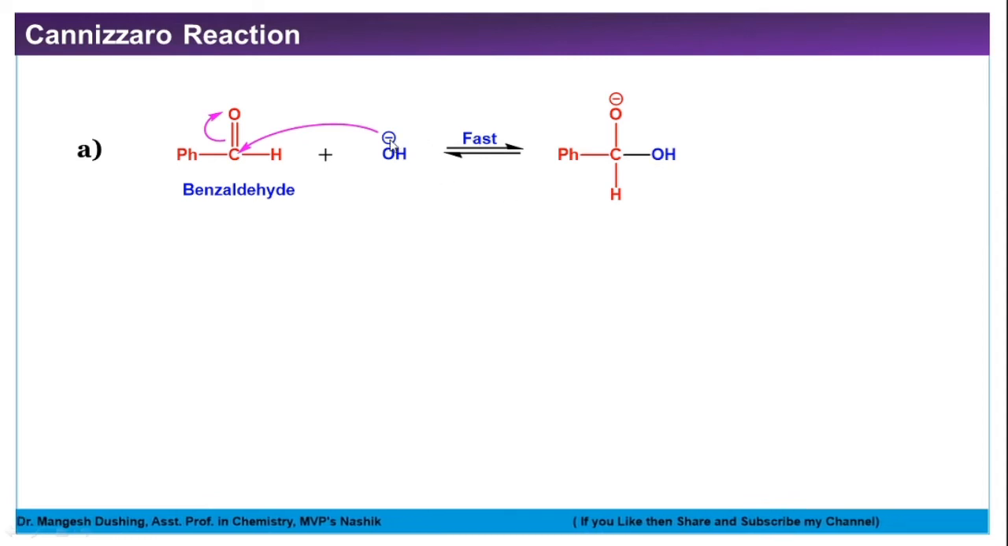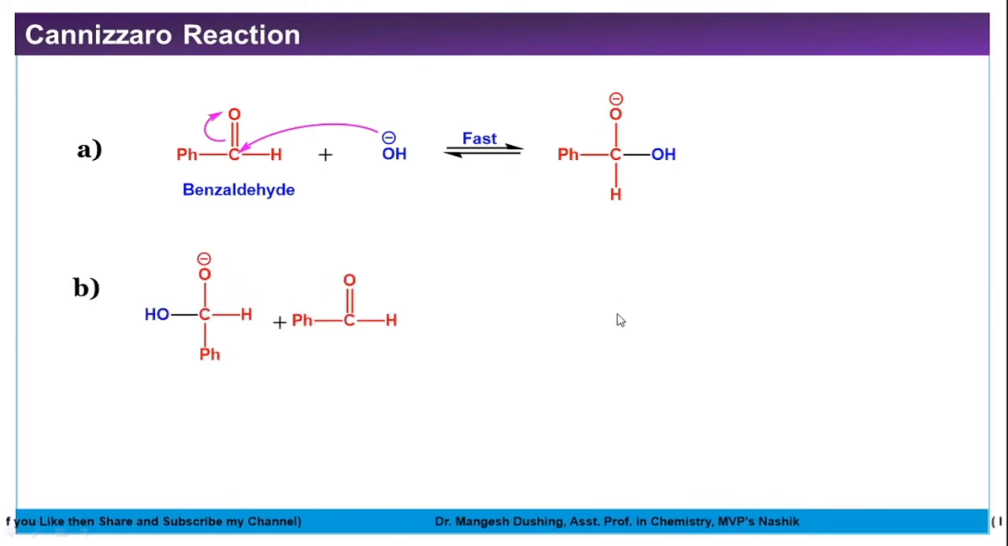See here, very simple. Your arrows should start with this negative charge and end on this carbonyl carbon, because this is electron rich and this is electron deficient. Then this pi bond will break, this pi electron goes to the oxygen, so oxygen will carry the negative charge. So next step, what will happen? This alkoxide ion reacts with another molecule of benzaldehyde. So what will happen again?